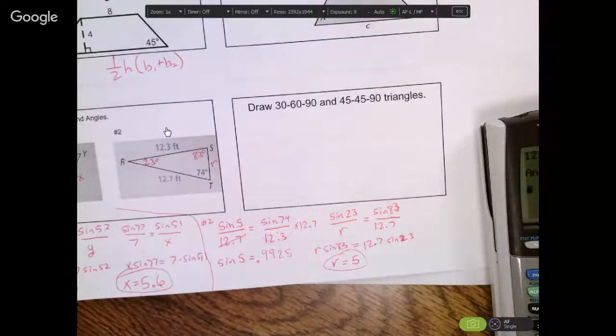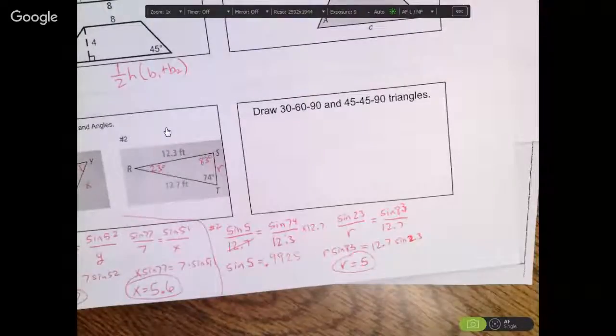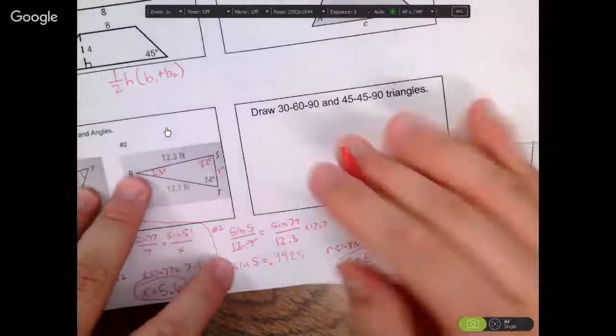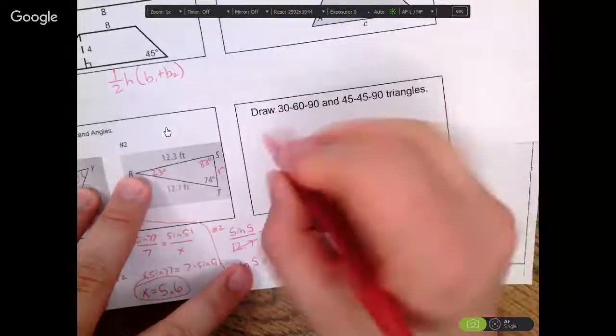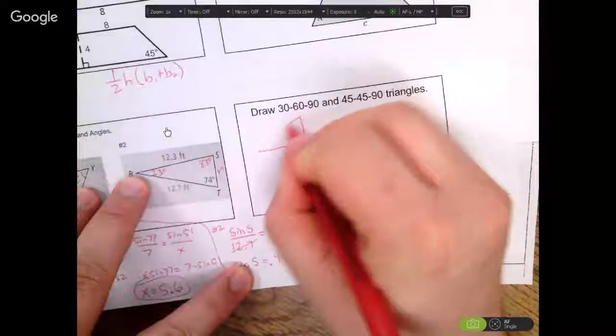Now we just have to draw triangles. Dalton asked, are we ever going to have to do these problems without a calculator? The answer is yes. The only reason I would make you do that is if the angles are 30, 60, 90 or 45, 45, 90 triangles. At this point we should be able to draw these triangles with all of their sides. This is review in a sense.